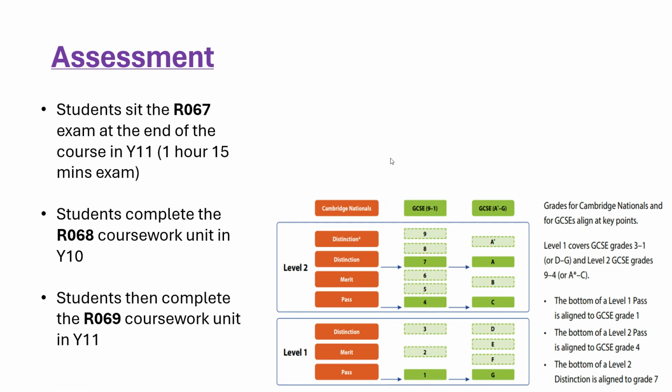As previously said, they sit the R067 exam at the end of their course in year 11. So they study half that unit in year 10, and then they go back and study it before the exam in year 11 in May.